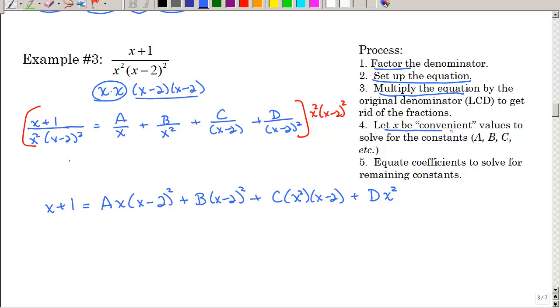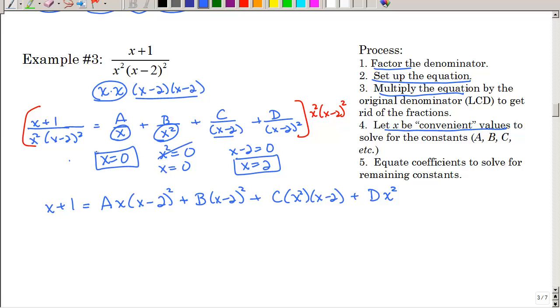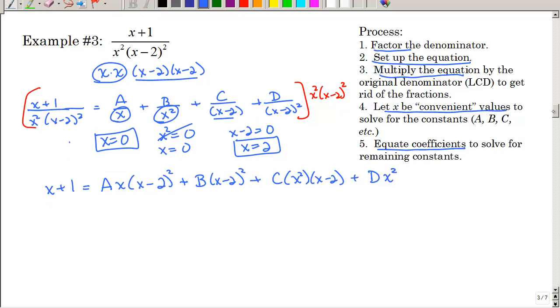Well, we're going to let x be our convenient values. The good news is that we have convenient values. So we're going to let that denominator equal to 0. But what happens when I let that one equal to 0? It's the same thing, because it's repeated. And so I only have 2 convenient values, but I have 4 constants. So that's why I'm going to have to do this extra step. But let's do those convenient values first.